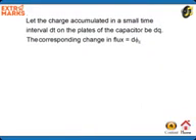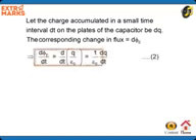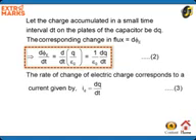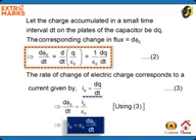The rate of change of flux for the small charge dq accumulated in a small time interval dt on the plates of the capacitor is given by dφE/dt = (1/ε0)(dq/dt). Since dq/dt is equal to id, therefore id = ε0 dφE/dt.